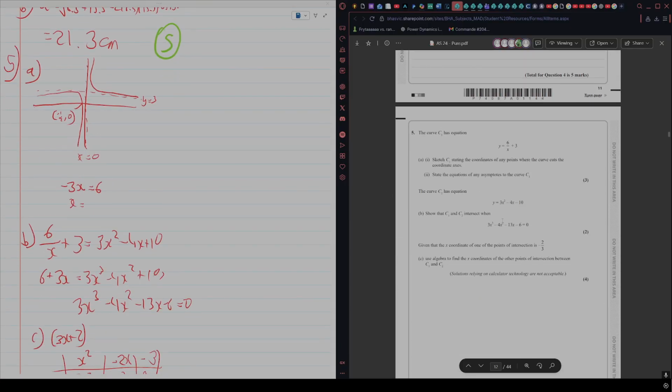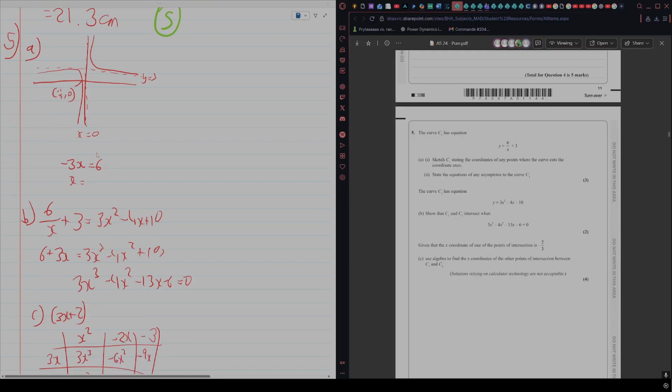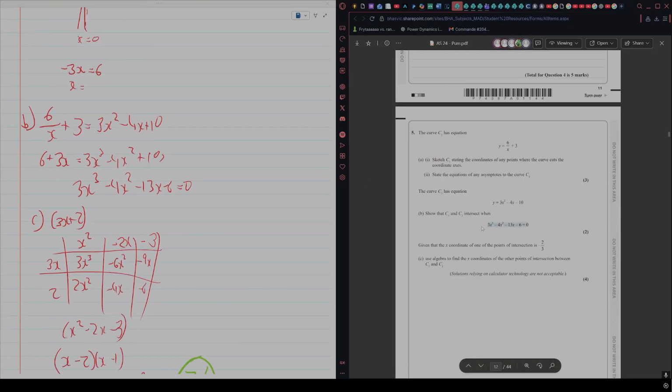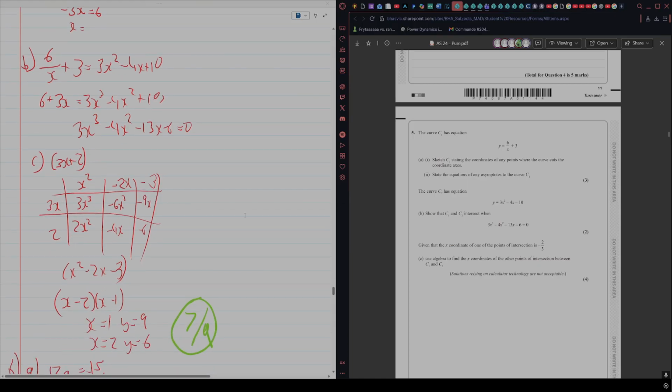Next question. They love doing these in AS papers for some reason, where it's like reciprocal graphs, and you have to find the equations of the asymptotes. Sketch this, easy stuff. Do the coordinate intercepts, whatever. Part B, show that they intersect, set them equal to each other, multiply by x. Then it does the exact same thing as the last paper where it says, given that one of these is a point of intersection, use algebra to find this.